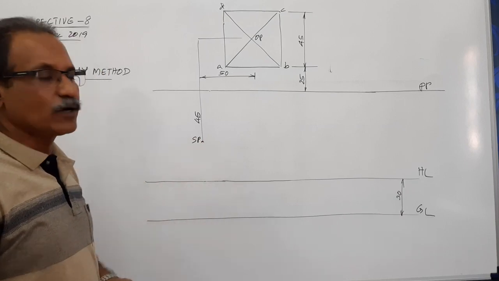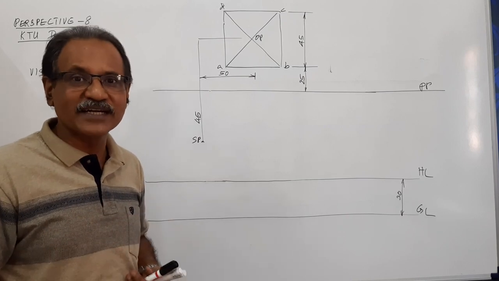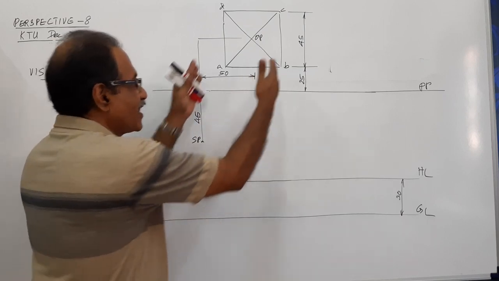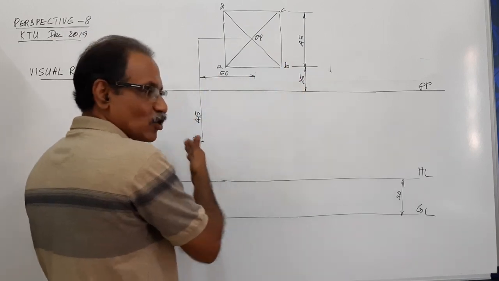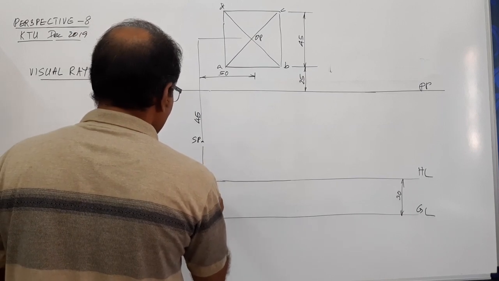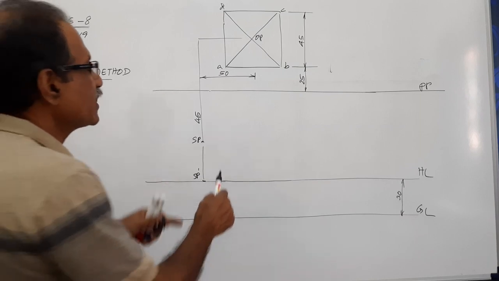Okay. Now we are going to use the visual ray method, which is very comfortable in this case because the station point is away from the vicinity of the object. I drop SP down. What do you get? SP dash, the elevation of the station point. Then draw the elevation of the object.